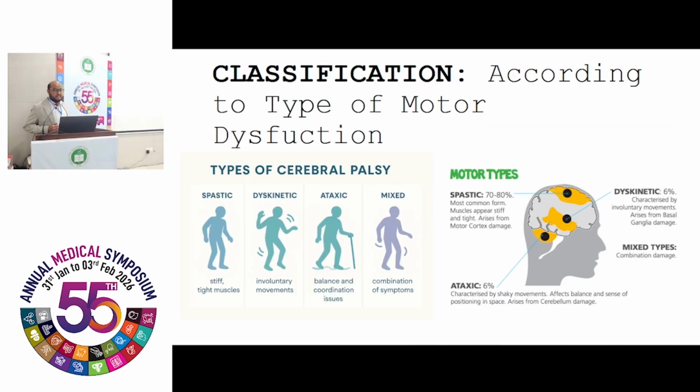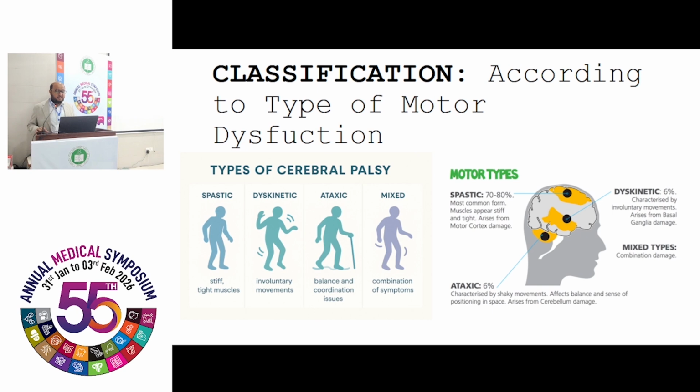So basically, motor function dysfunction is divided into four parts. The common one is spastic, roughly 70 to 80%. It is basically stiffness and tightness of muscles. The most commonly involved is the flexor group of the muscles. That's why contracture develops, because there is weakness of the extensors and tightness or spasticity of the flexor group. So usually the contracture develops on the flexor part of the joint.